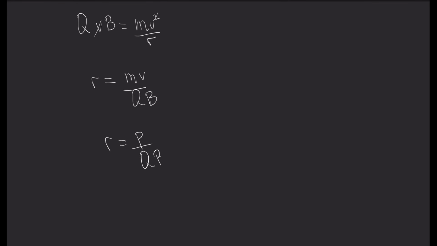If we have a charged particle which enters a magnetic field, then QvB is equal to mv squared over r. These cancel out, so r will just be mv over qB. If you're doing Edexcel, because mv is momentum, then this here will be p over QB, but all of these are equivalent.